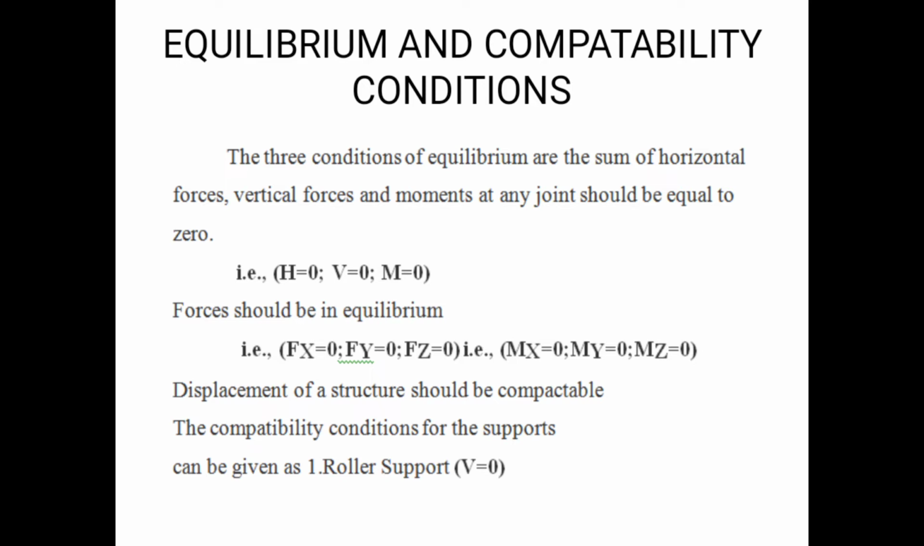The three conditions of equilibrium are that the sum of horizontal forces, vertical forces and moments at any joint should be equal to 0. That is, H equals 0, V equals 0, M equals 0. That is, horizontal, vertical and moment forces should be in equilibrium. That is, Fx equals 0, Fy equals 0, Fz equals 0, and Mx equals 0, My equals 0, Mz equals 0.